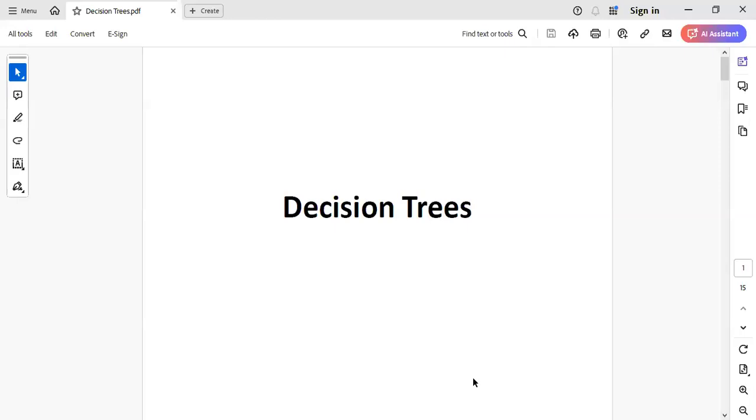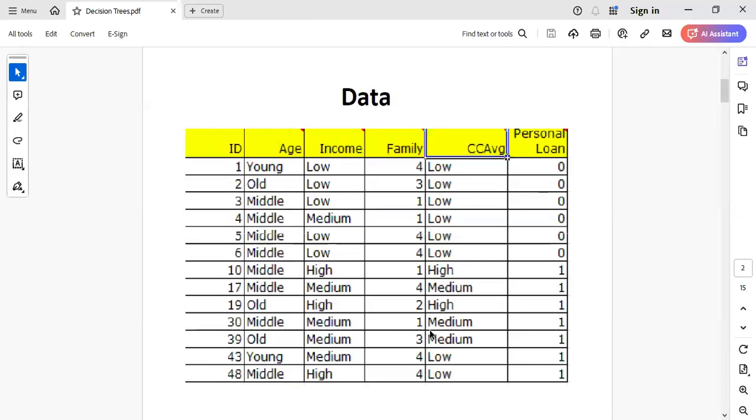Algorithm. Okay, so decision trees is the complete name. In short, it is also known as trees algorithm. Imagine that we have some sample data. It's just sample data. It has around 13 columns.